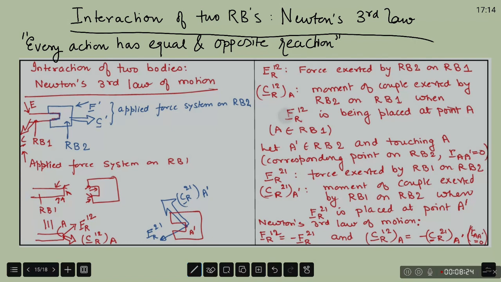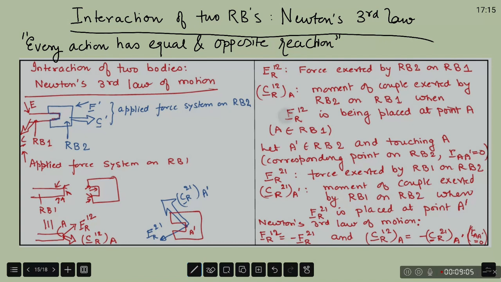Now, the kind of problems we want to deal with, we may have an assembly of RBs. We may have multiple rigid bodies interacting with each other. And we would like to know what external force systems are acting on those RBs, one at a time. First we will consider one RB of the assembly. We would like to know what forces are acting on that. Then we will go to the next RB. We would like to know what external force system is acting on that, and so on.